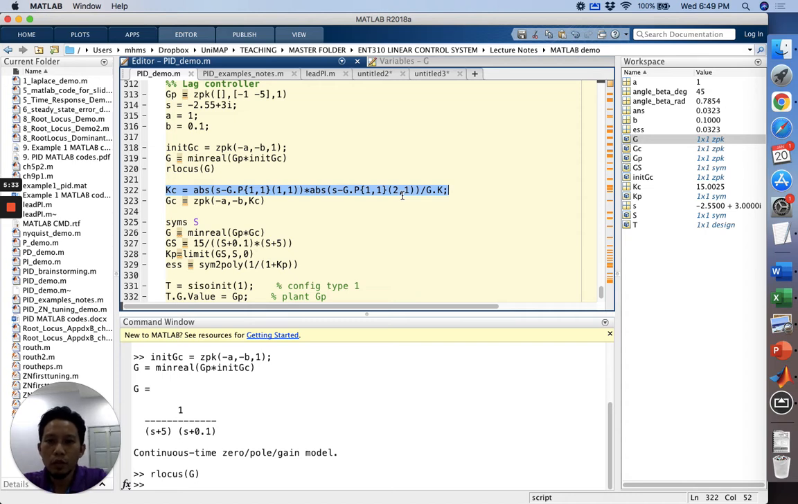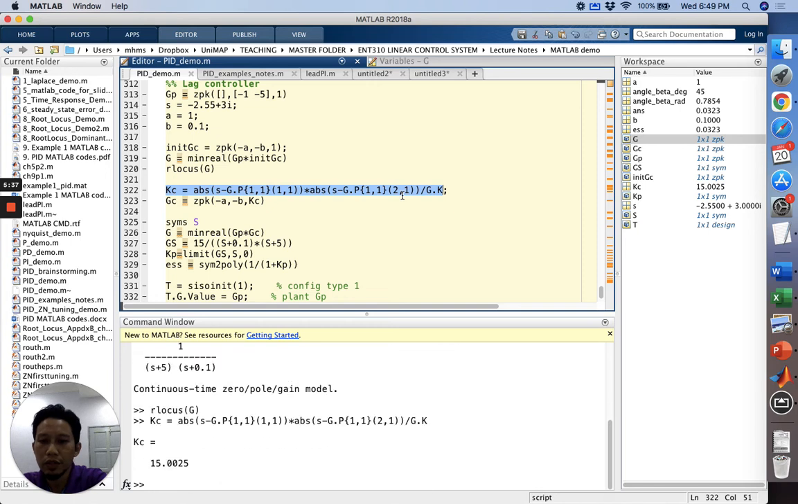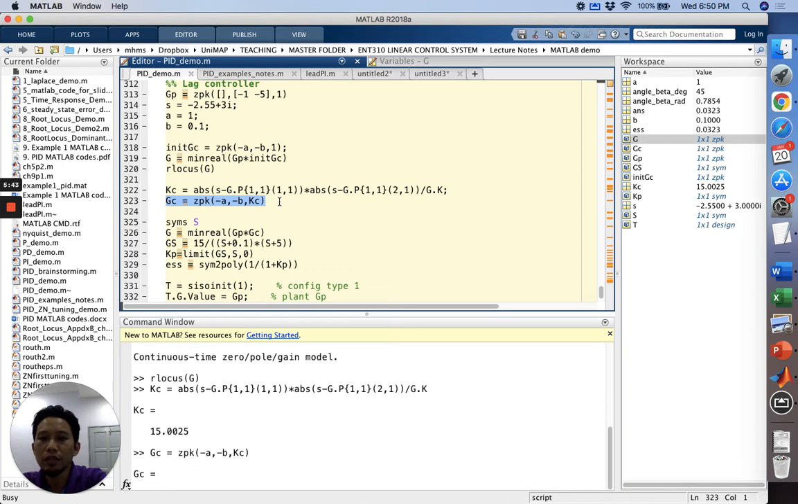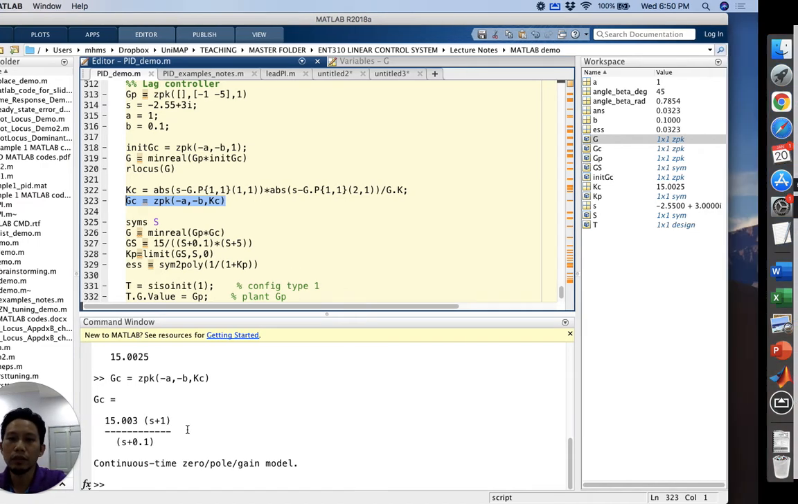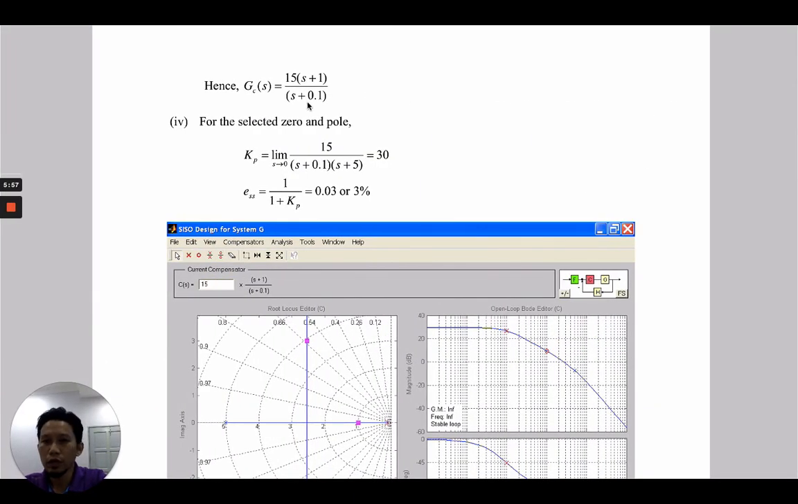Then we can plot the GC. So this is our Kc, which equals 15. And then we can use the Kc to get our GC. So our GC equals 15 (S plus 1) over (S plus 0.1). We can show that here in the lecture notes.